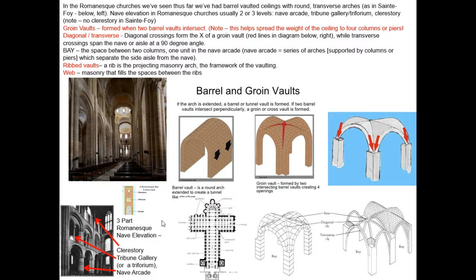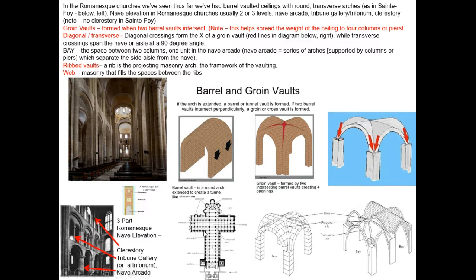The groin vaulting allows us to create something a little different than the transverse arch. Here we've got a transverse arch. We're now going to start having diagonal crossings, and those diagonal crossings create the line that looks like an X. So a diagonal vaulted crossing will be an X shape. The transverse will be straight across. We know about the bay being the unit between two columns, so when we look up at the vaulting within one bay unit, we can tell whether it's four part or six part.